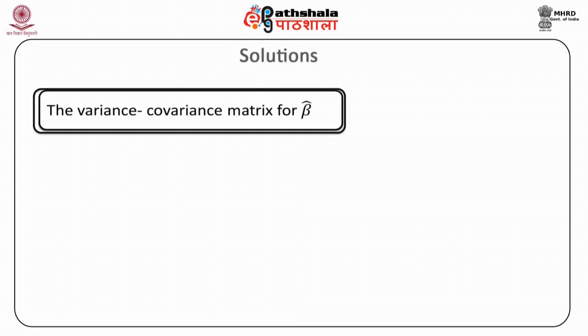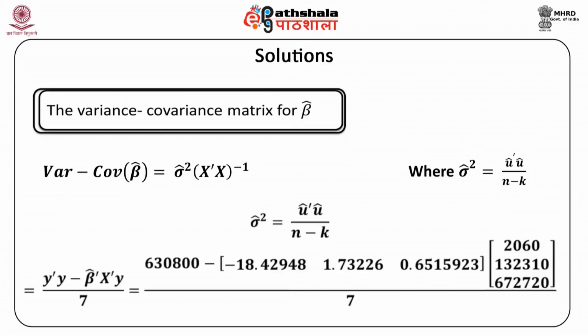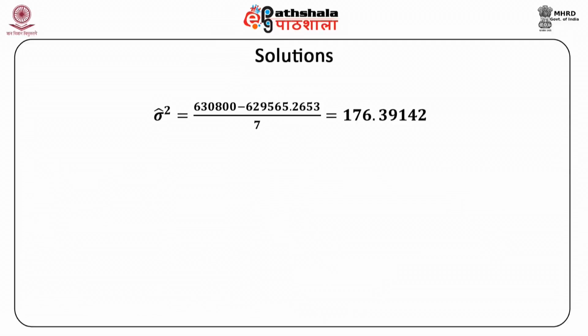Similarly, we can calculate the variance covariance matrix for beta hat, which is defined as sigma hat square into X prime X inverse, and the sigma hat square here is defined to be equal to u hat prime into u hat upon n minus k. Now, if you substitute these values, what we obtain is sigma hat square equal to 176.39142. In slide 50, you see sigma hat square is equal to 176.39142.